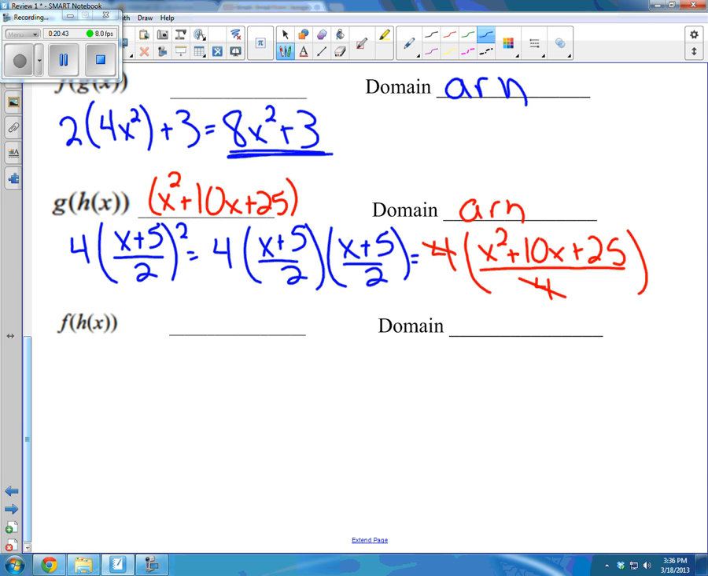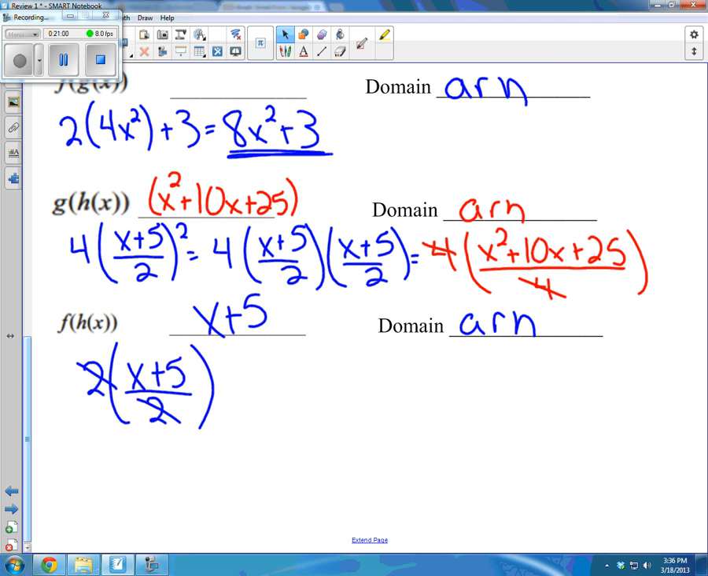And my final one, I'm going to take h and put it into f. So the 2 will still be there. Here goes h. These 2's will cancel out, so I'm just left with x plus 5. Issues with the domain? Nope. All real numbers.